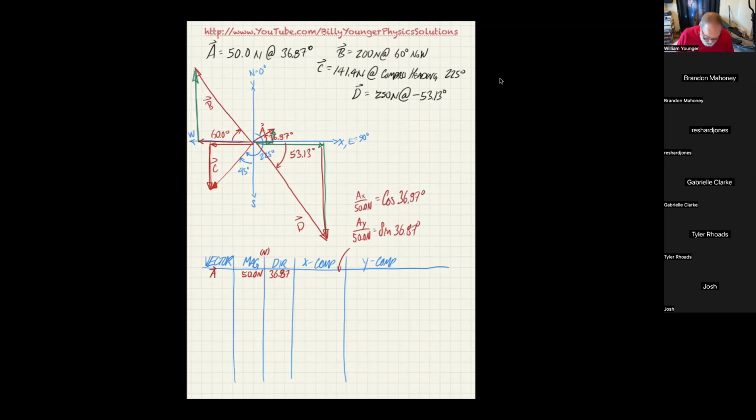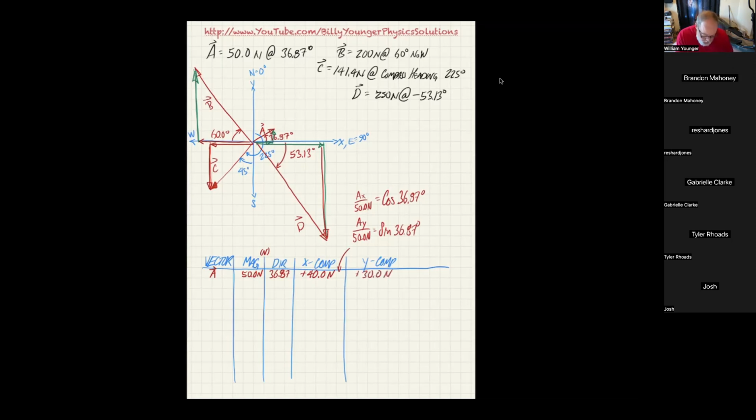So in this case, I'm going to take the x component. I'm just going to take 50 newtons, and I'm going to multiply it by the cosine 36.87. And that gives me 40, and it's positive. Okay. And then I'm going to take my 50 times sine 36.87, and that gives me my positive 30.0 newtons, like that.